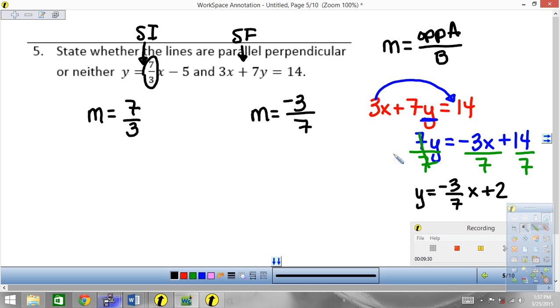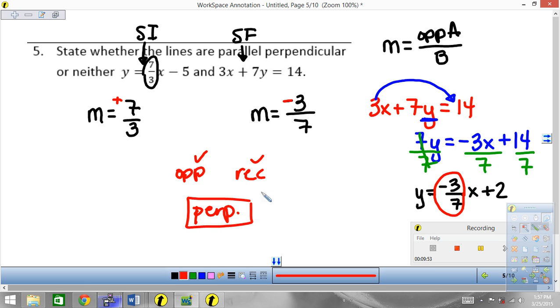Then again, this is in slope-intercept form just like our first equation was, and we can see here that our slope is negative 3 over 7. Then we can compare these two and see that they are opposites and reciprocals because one is negative and one is positive, and they're flipped, which gives us the answer of perpendicular.